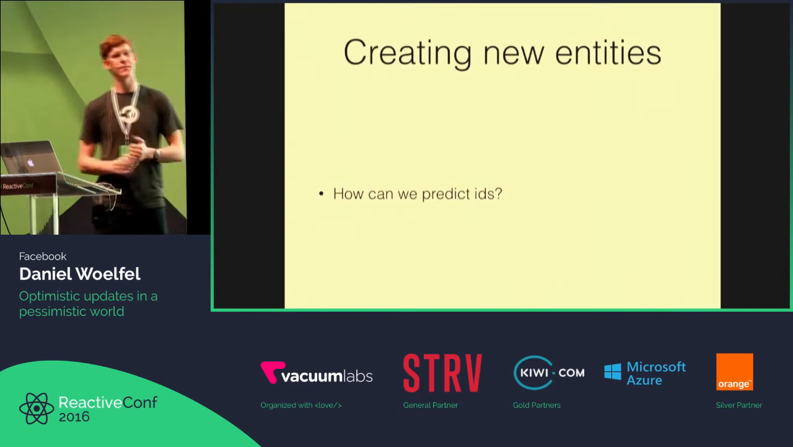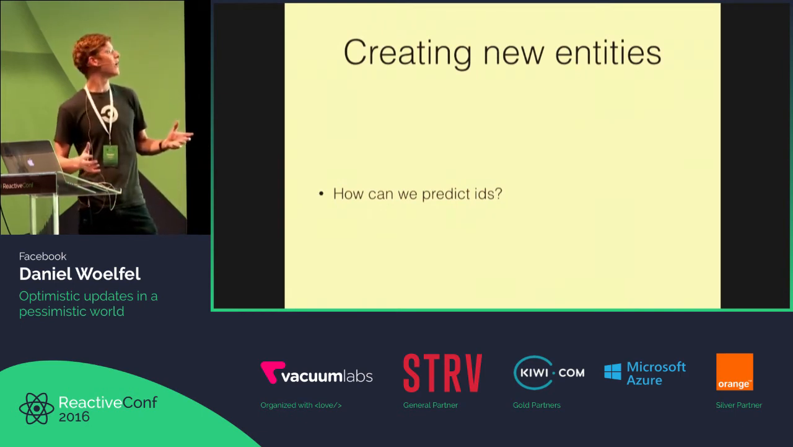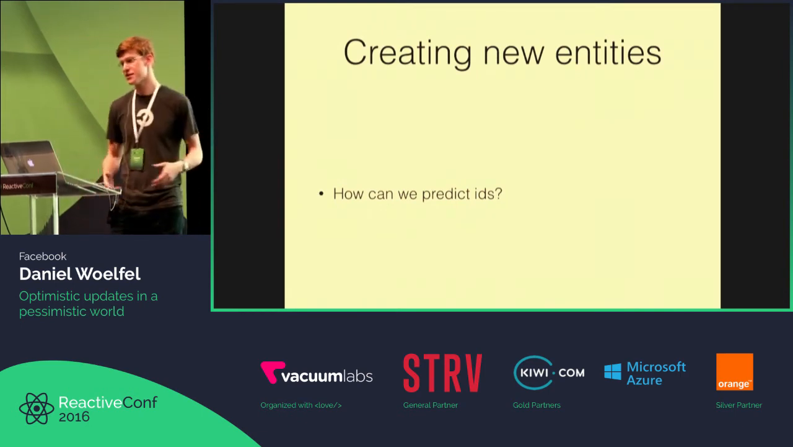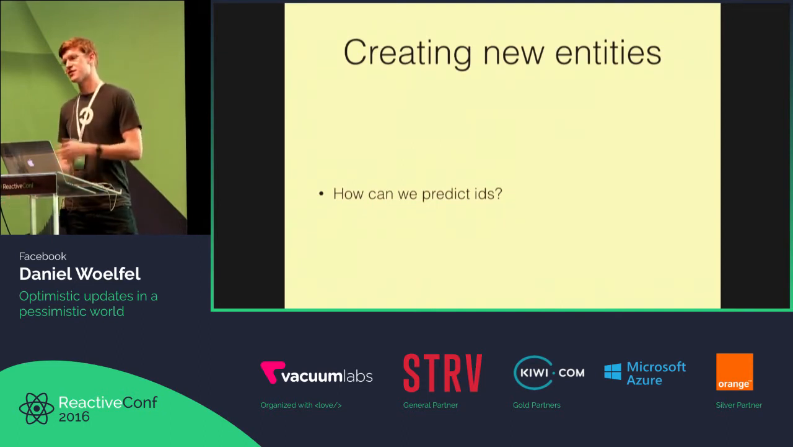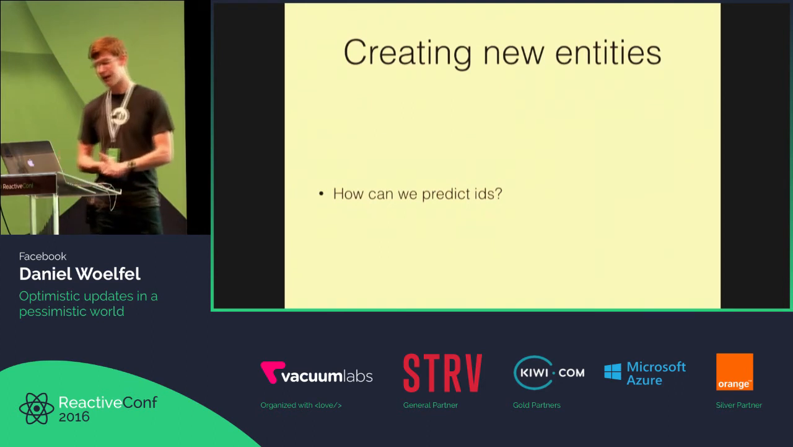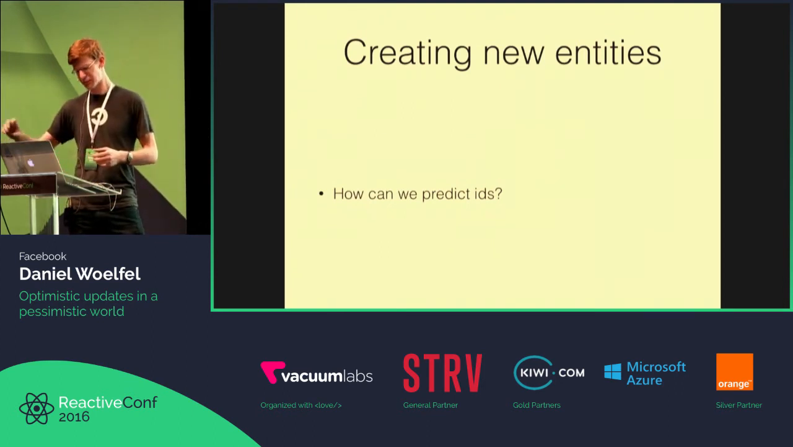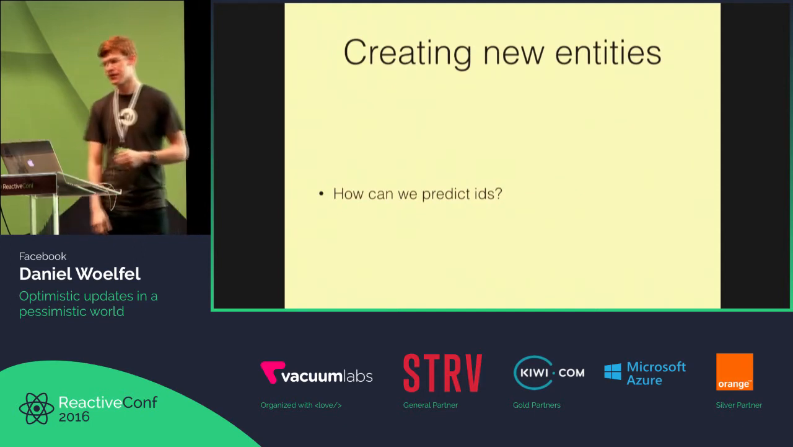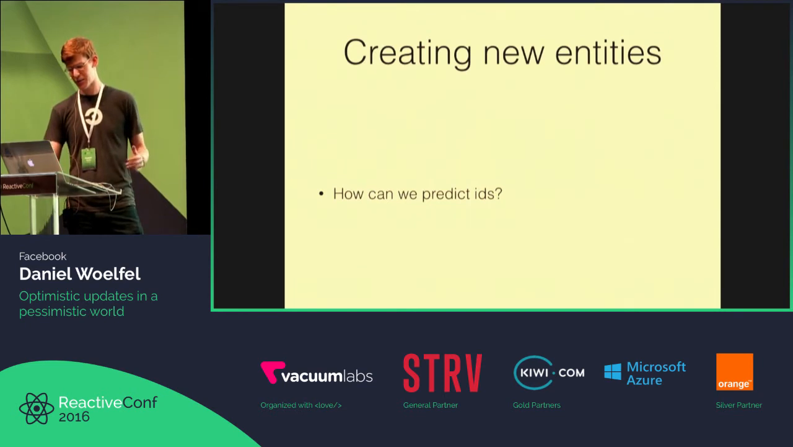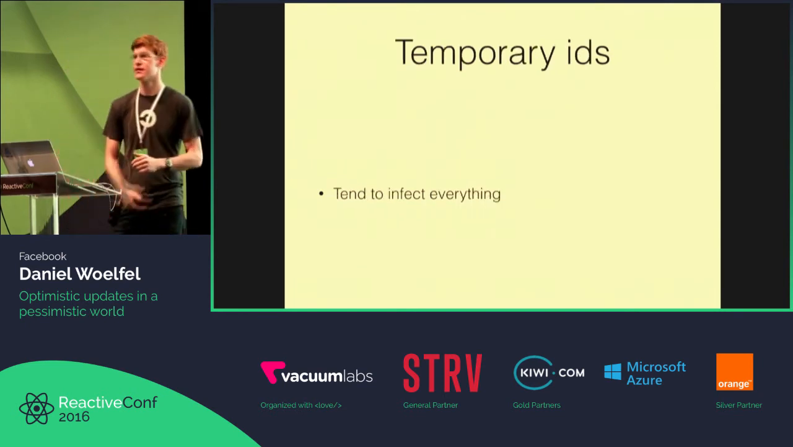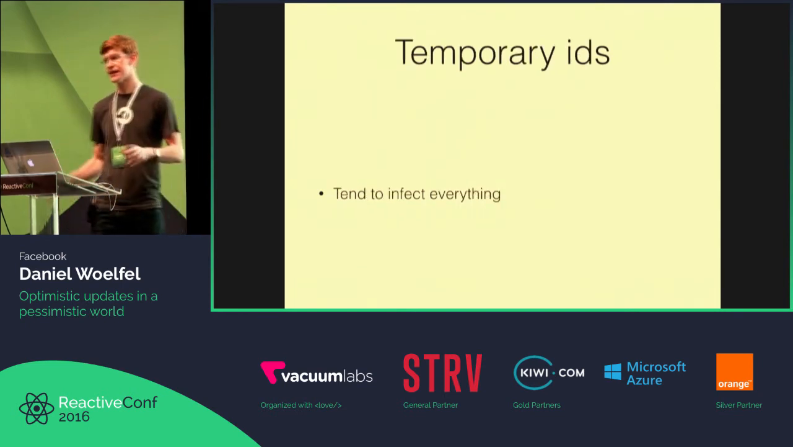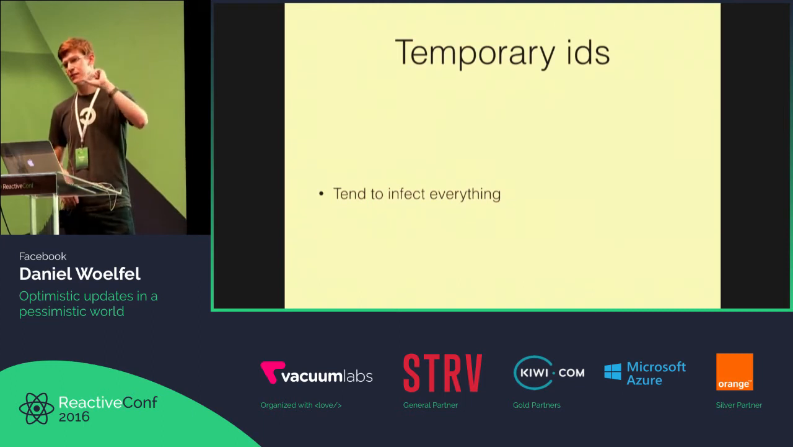Okay, so another big problem. Our goal, if you remember earlier, was to predict what the server is going to return. Right, the client has to predict. But how do you predict an ID? Right, that's going to the database. The database is the only one who can assign IDs. So there are a couple of approaches. So the first is temporary IDs, and this is where you make an ID that only the client knows about.